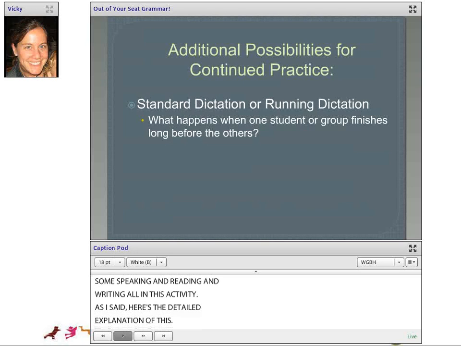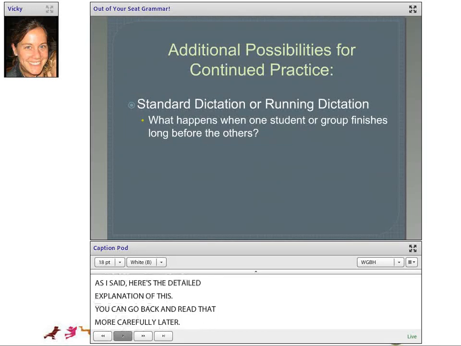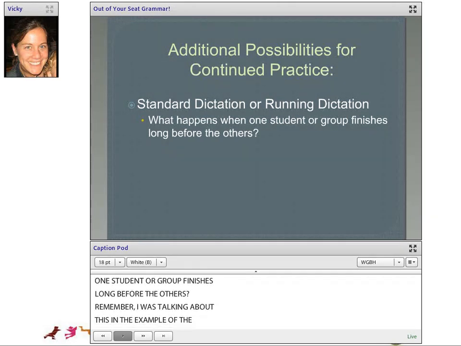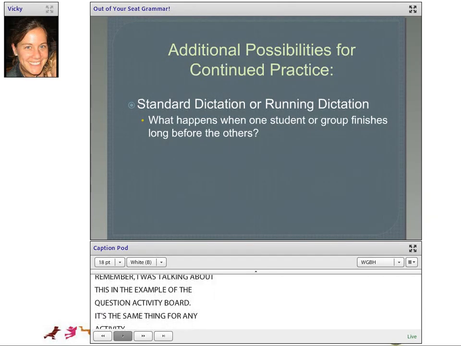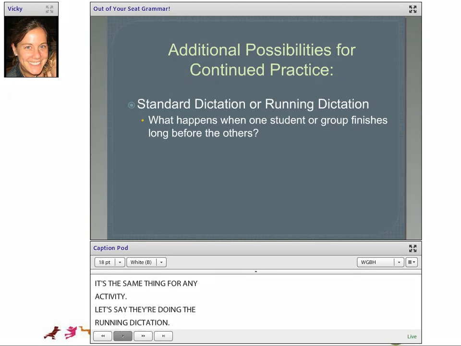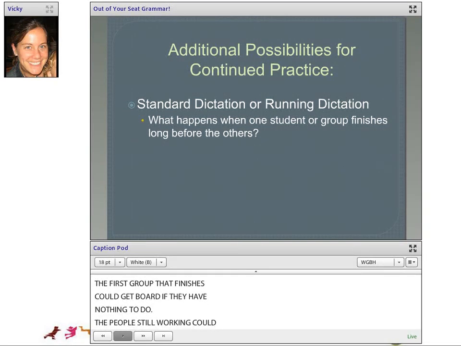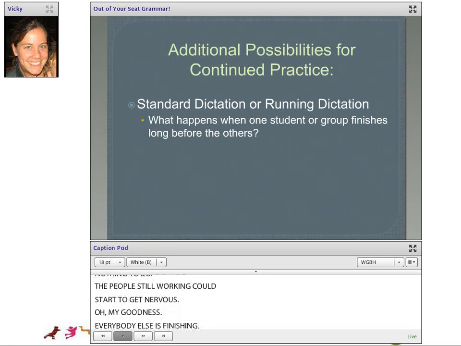But one comment that I did want to make is to go back to the question of what happens when one student or group finishes long before the others. Remember I was talking about this in the example of the question activity board? It's the same thing for any activity. Let's say they're doing the running dictation and one set of partners finishes and the other people are still going back and forth. The first group that finishes could get bored if they have nothing to do, and the people that are still working could start to get nervous. Oh my goodness, everyone else is finishing and we haven't. Let's just rush or skip or something so that we can be done too. You don't want to create that scenario.